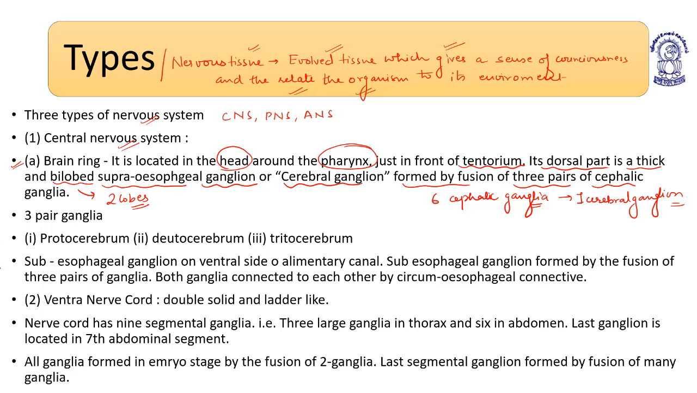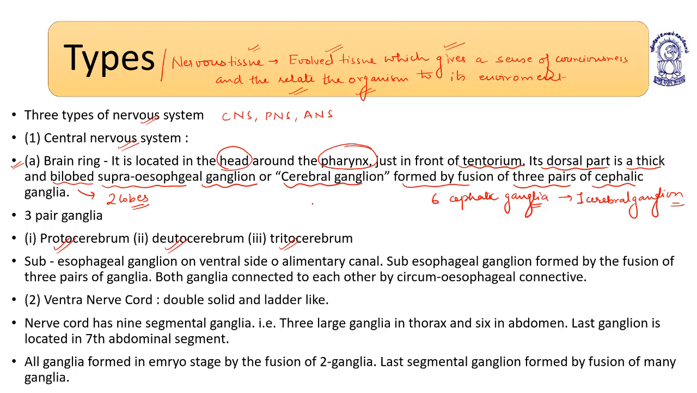Now, what are the different types of ganglia which come into fusion to form this cerebral ganglion: protocerebrum, deutocerebrum, and tritocerebrum. So these are the three specific names: the protocerebrum, deutocerebrum, and tritocerebrum.